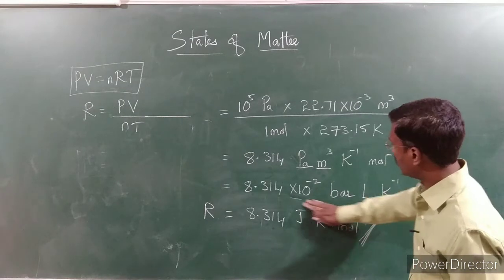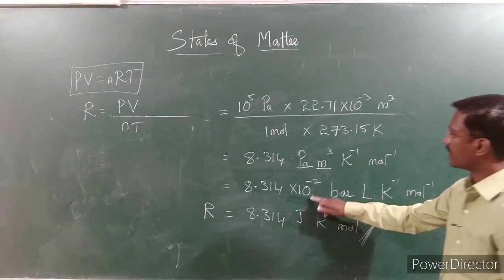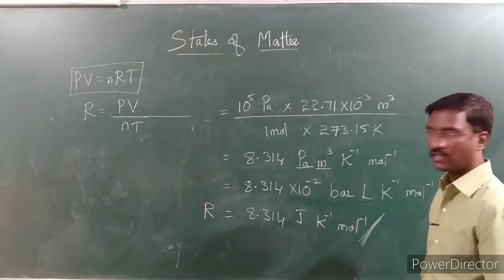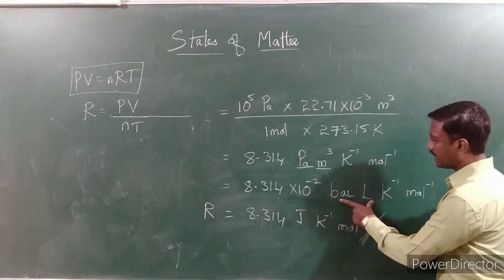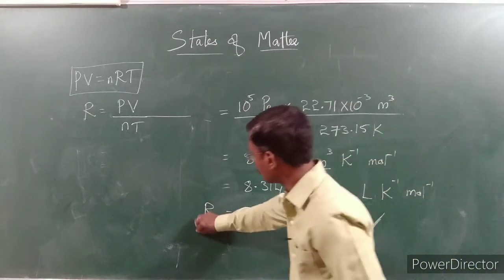If you are writing the SI unit, you have to multiply this by 10 raised to minus 2. We are getting the difference between the previous and these two. Both are the same, only here we have taken 10 raised to minus 2, and here we have not taken 10 raised to minus 2, and the bar liter is converted into joule. So this is the final expression.